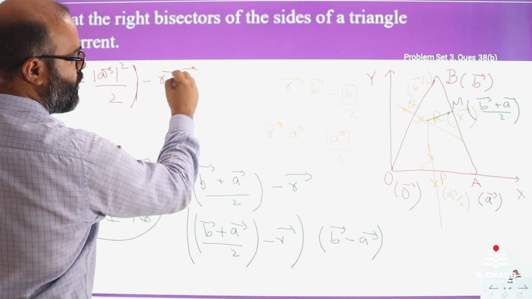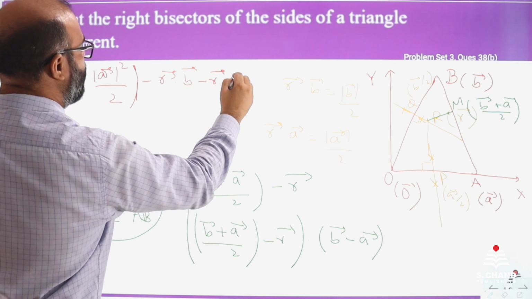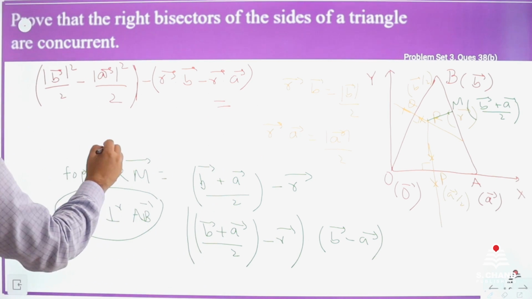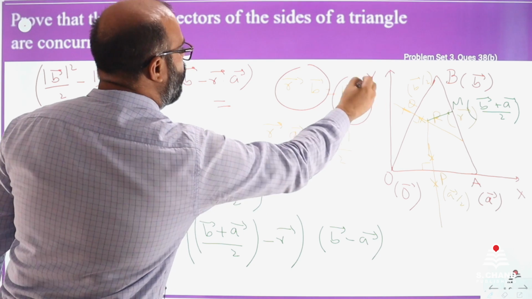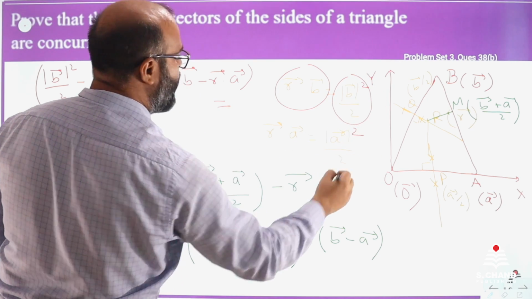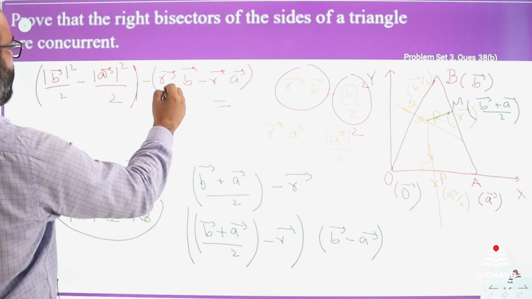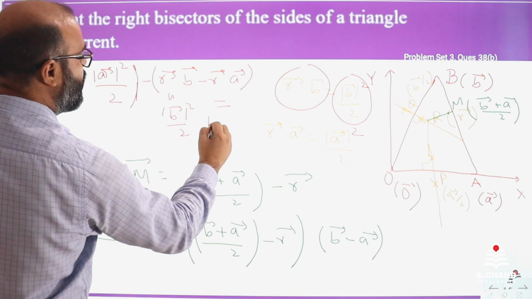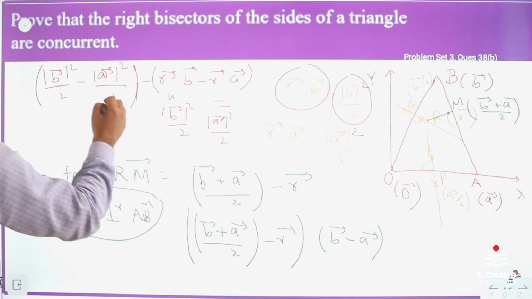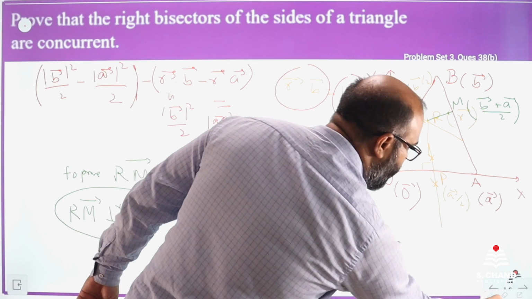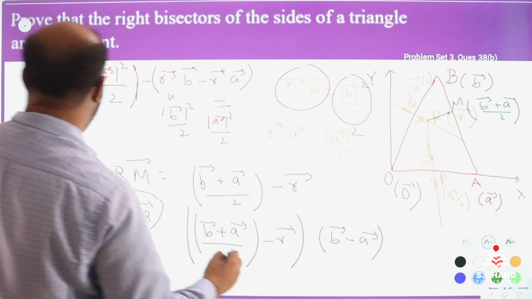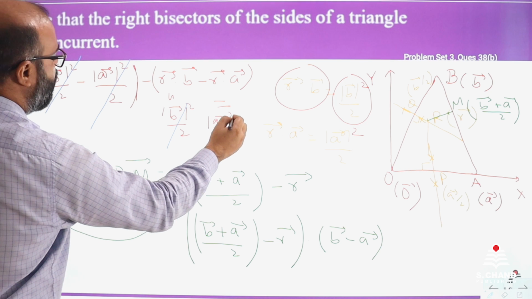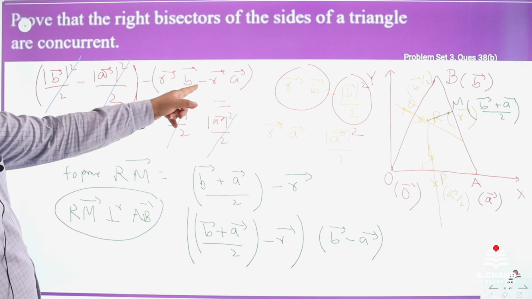So R dot B minus R dot A is equal to, now R dot B as we know is B square by 2, and R dot A is A mod square by 2. So if we see here, the terms are getting cancelled. Mod of B square by 2 minus mod of B square by 2 is cancelled, minus A mod square by 2 plus A mod square by 2. This is minus minus plus.